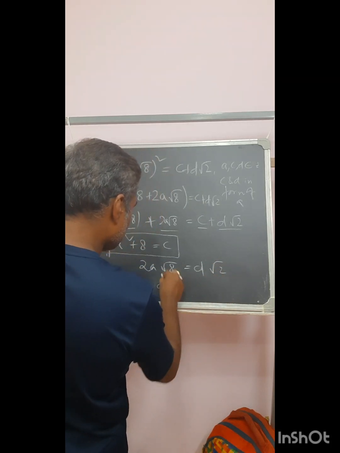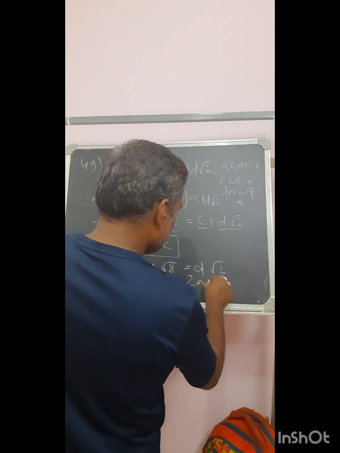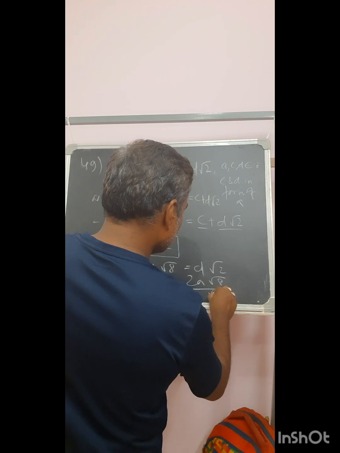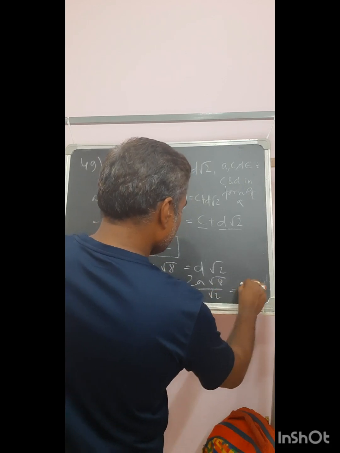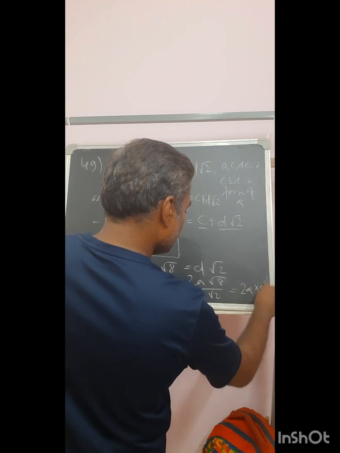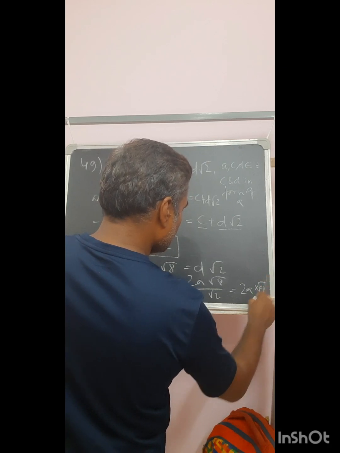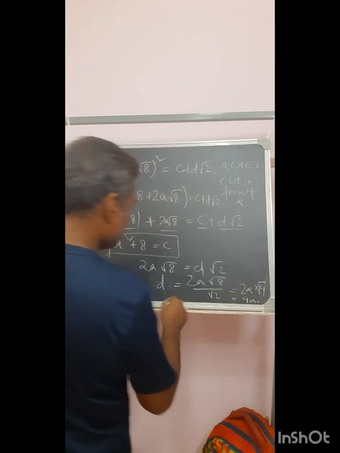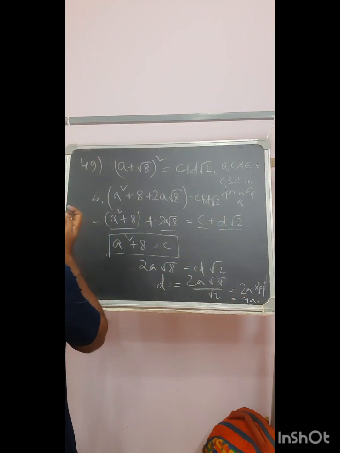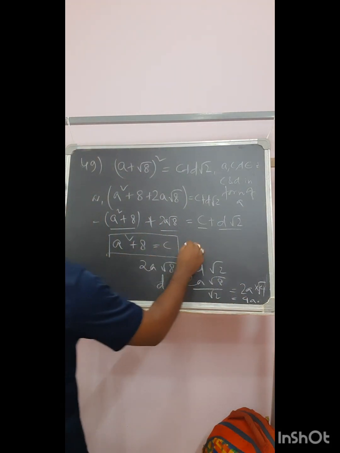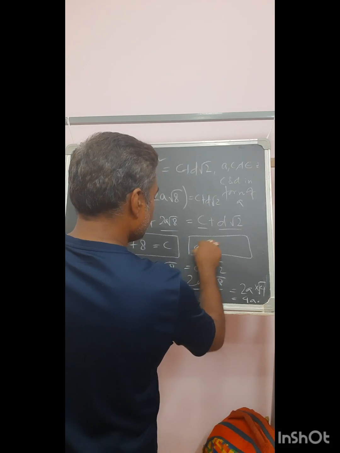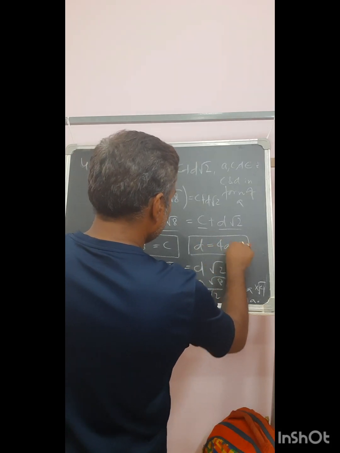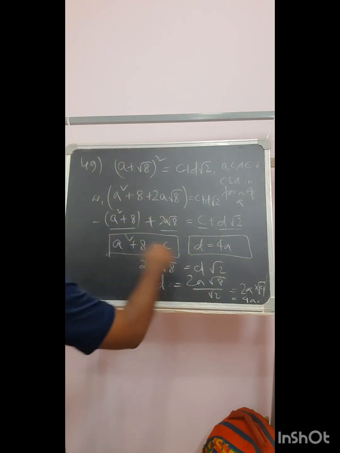So that means d is equal to 2a root 8 by root 2. If I calculate, this will be 4 root 2 by root 2, that means 4a. So that means d is equal to 4a. So you can easily see c is equal to this and d is equal to 4a. So this will be the representation of c and d in the form of a.